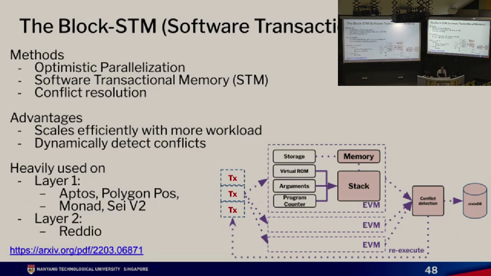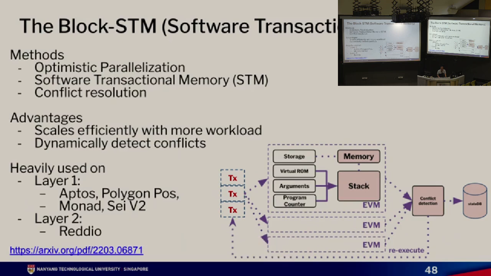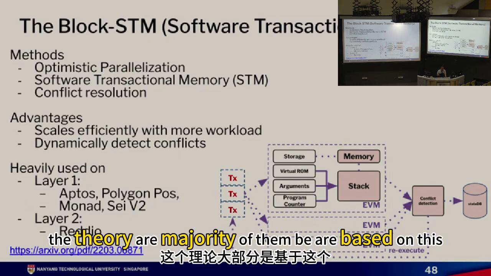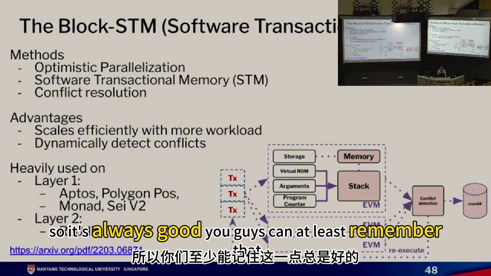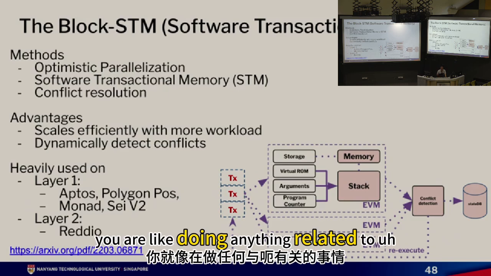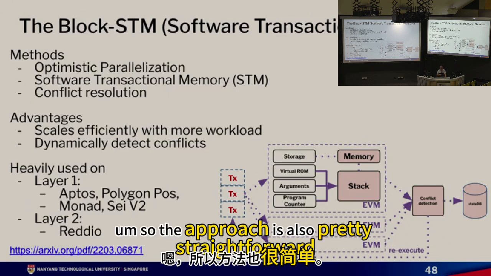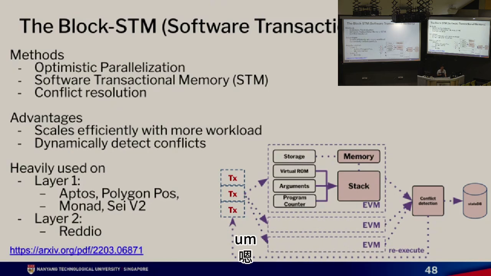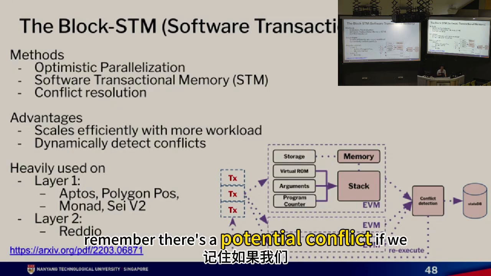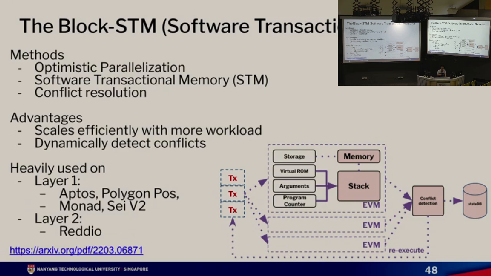So far, for any parallel EVM or parallel VM, the majority of them are based on this. So it's always good if you can at least remember that, in case in the future you are doing anything related to EVM client scaling. The approach is also pretty straightforward. Remember, there's a potential conflict if we execute the transactions at the same time, right?